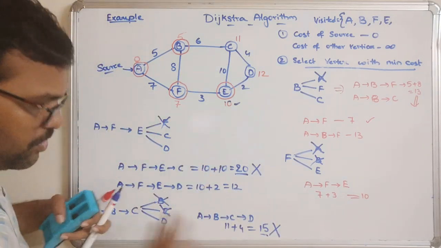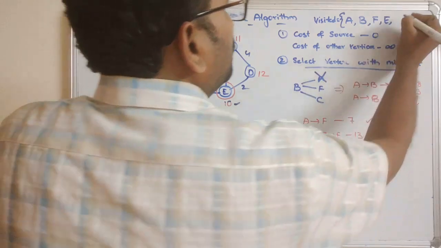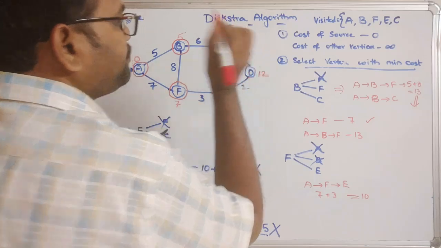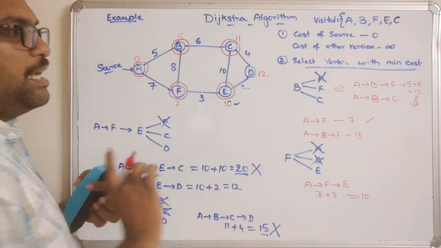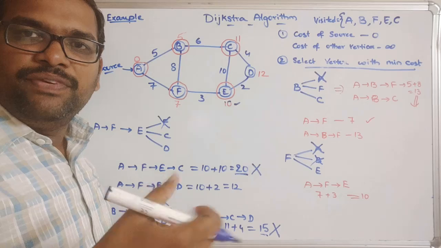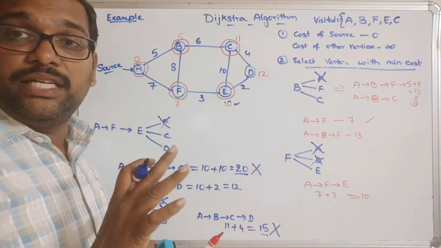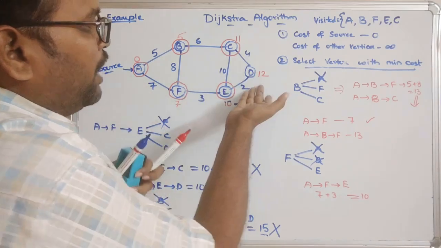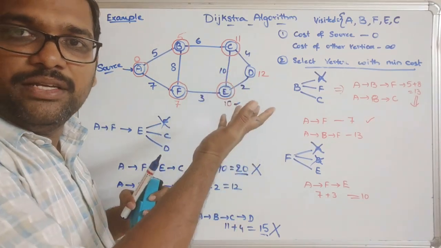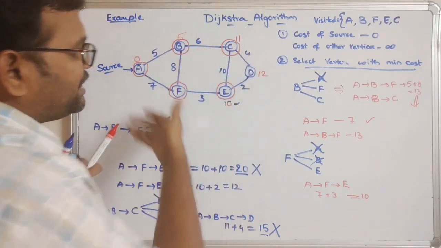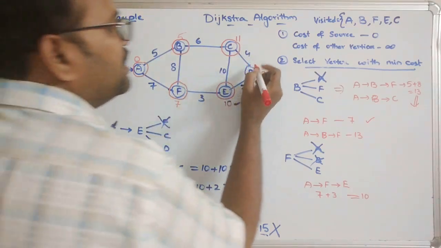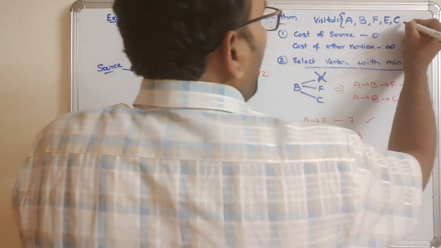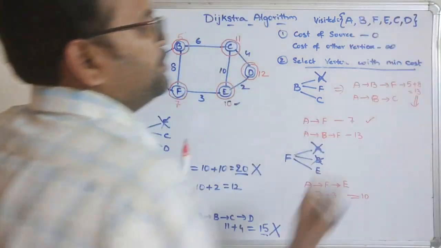Any other edges? No. So simply you can add it to visited. And now repeat the same process. Consider all the unvisited vertices, and from those find the vertex with the minimum cost. We are having only one unvisited, and the rest are all visited. So obviously this will be visited with a 12. So this will also be added in the visited set.